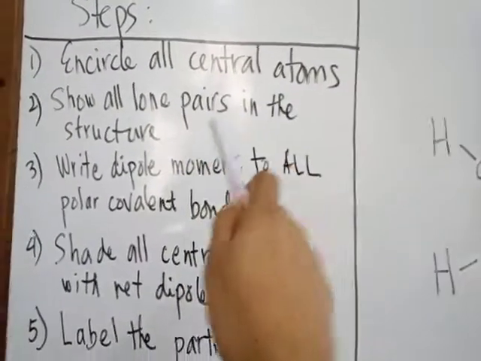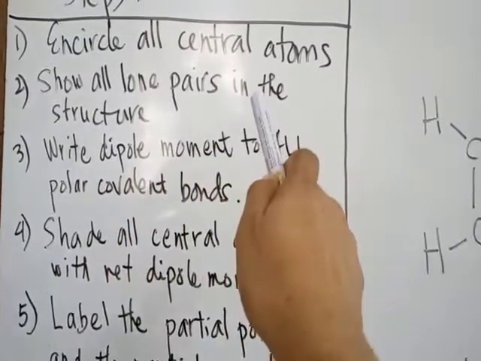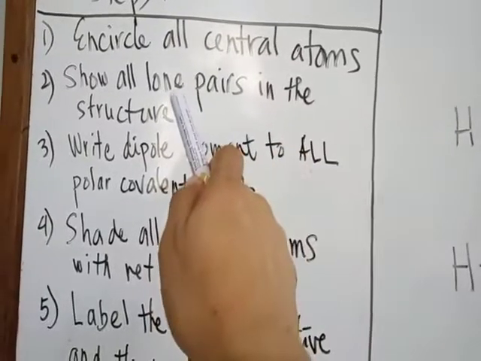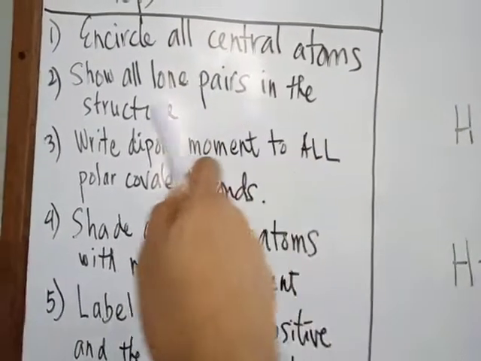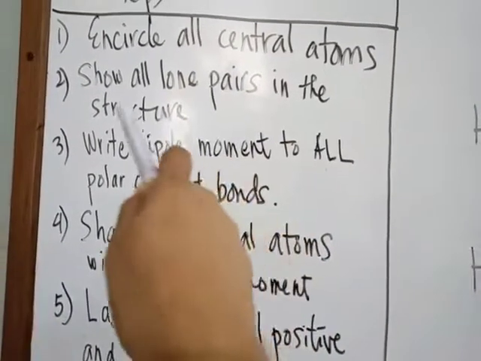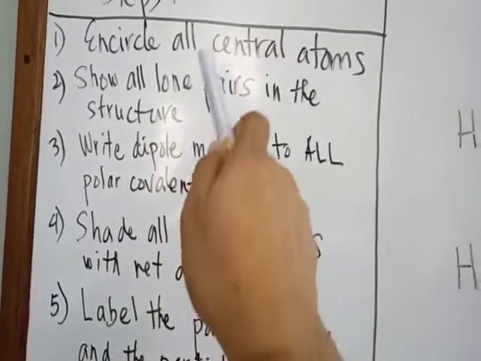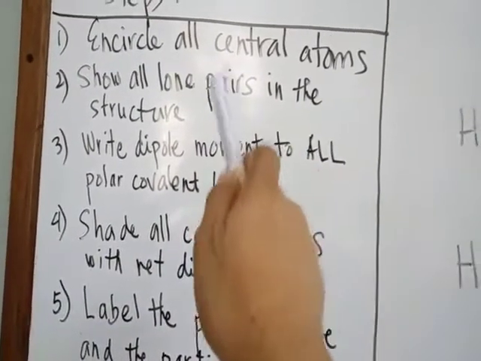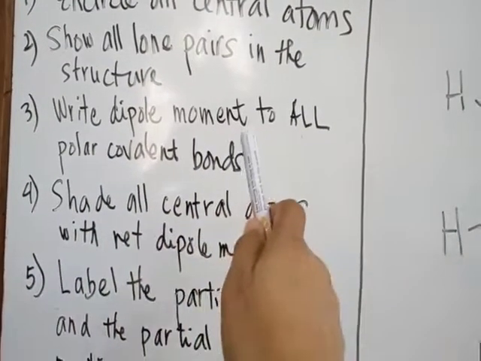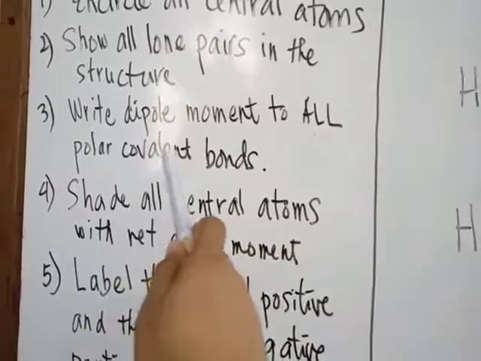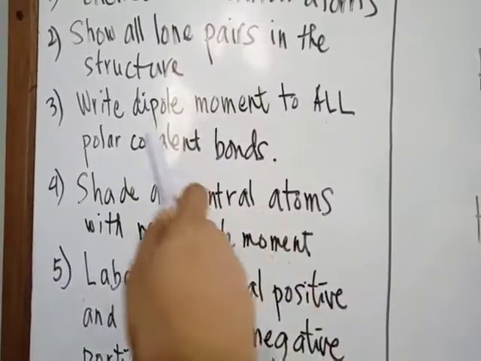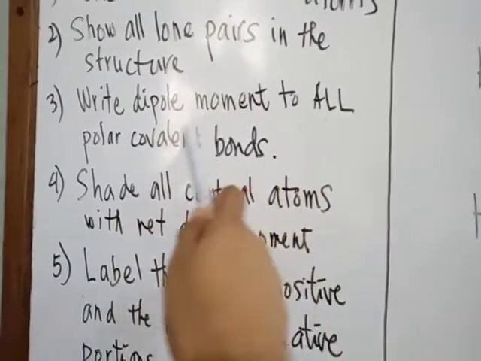So we'll encircle that. Second, we will show our lone pairs in the structure, all lone pairs, because normally the lone pairs are not shown in the structure. It is to our advantage to show the lone pairs, because that will be one of the bases of the geometric shape of a central atom. And then after that, we will write the dipole moment to all polar covalent bonds. So what we will do here is we will look for polar covalent bonds and write dipole moment on it.